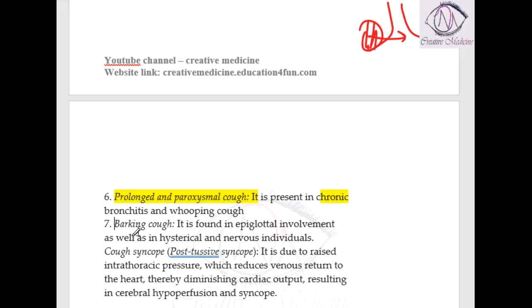Then we have barking cough. Barking cough is found whenever there is epiglottic involvement, seen in hysterical or nervous individuals. Then we have cough syncope or post-tussive syncope. Cough syncope is when the patient develops syncope after coughing for a long period of time.